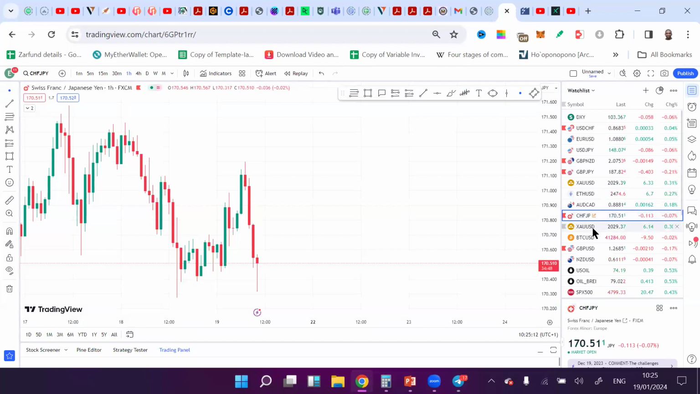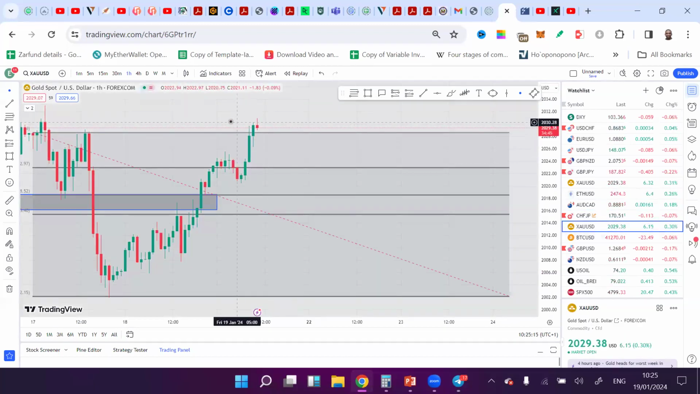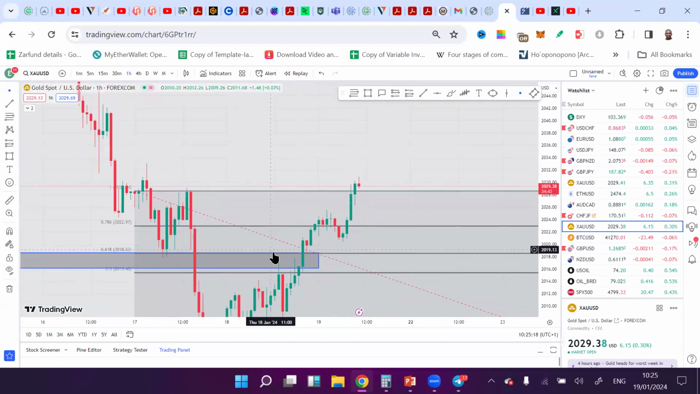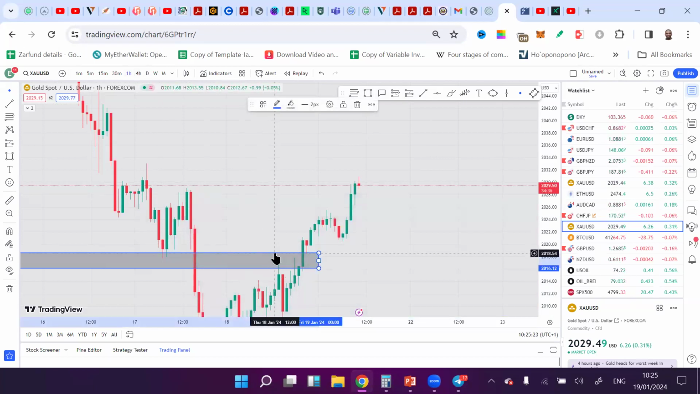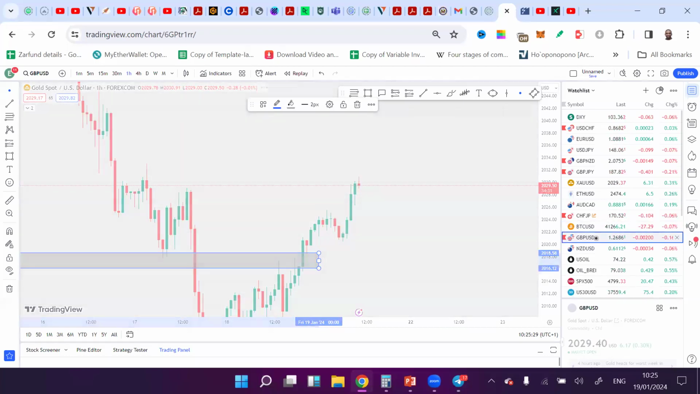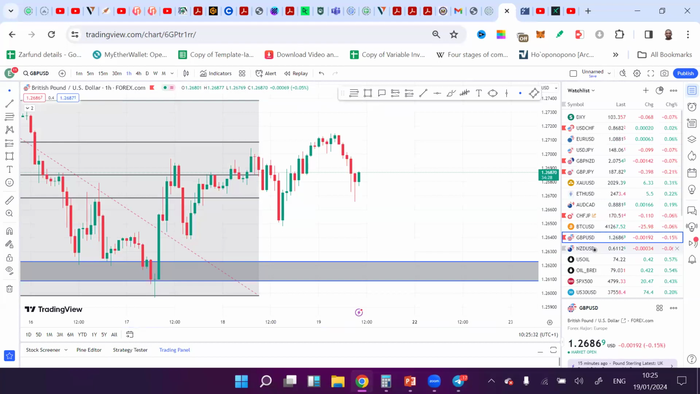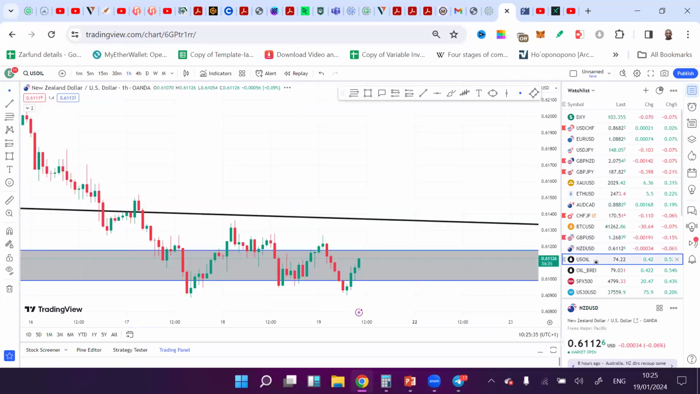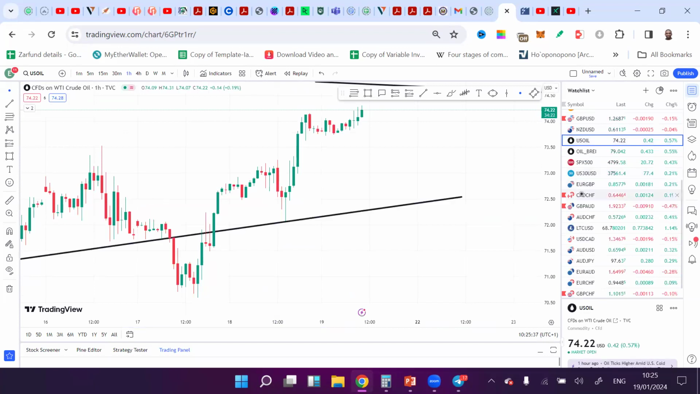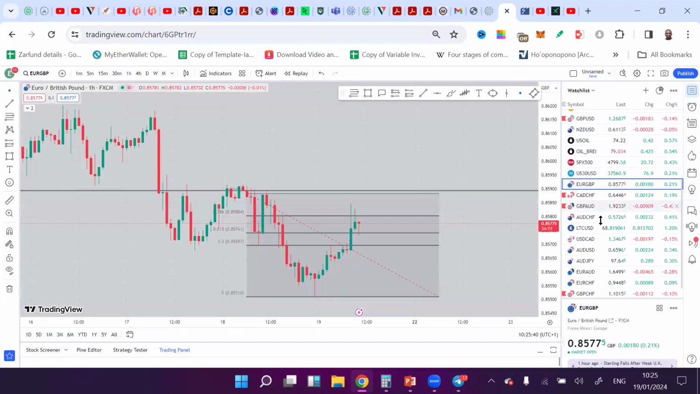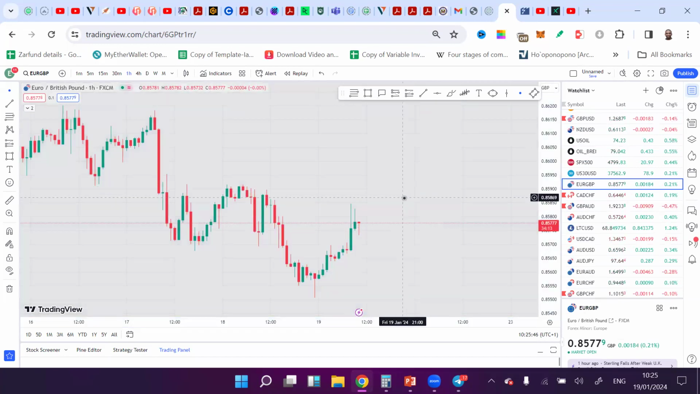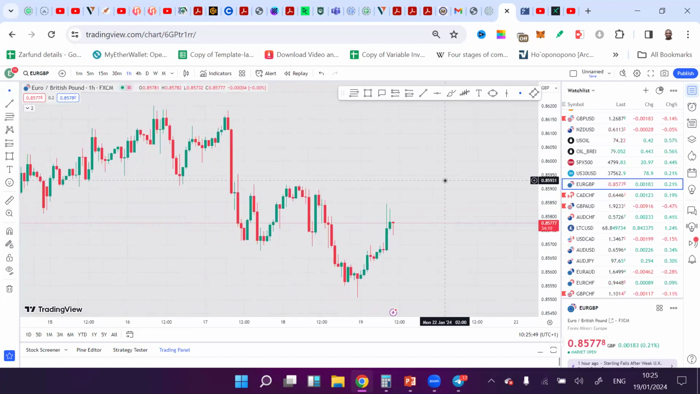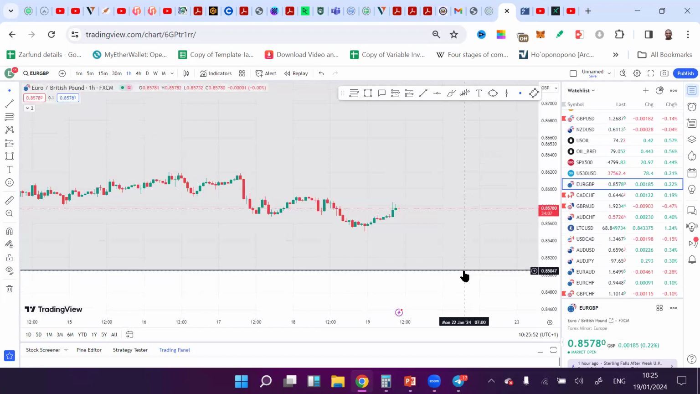Let's see what else we have. Okay, this is good. Let's take this one out. GBP USD, what are we seeing on GBP USD? Let's see NZD USD. Let's see oil. Let's just scroll through and see what currency pairs we could take trades on today. So we've got into trades already, NZD USD, the gold, and the USD JPY.